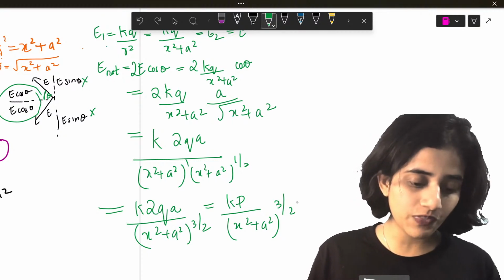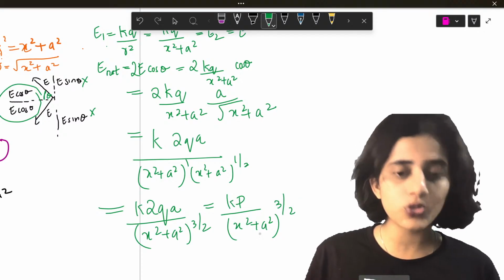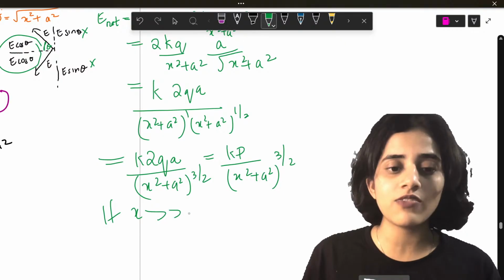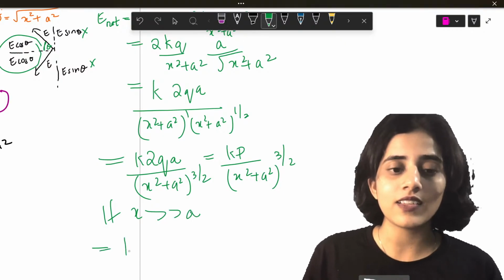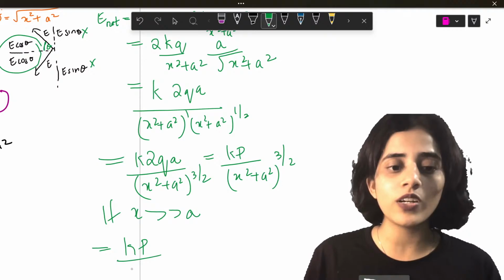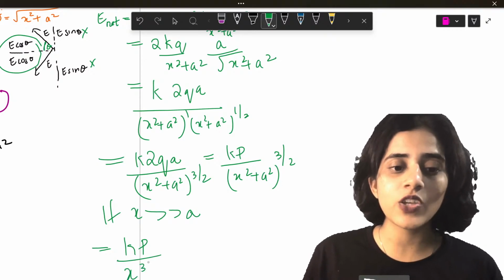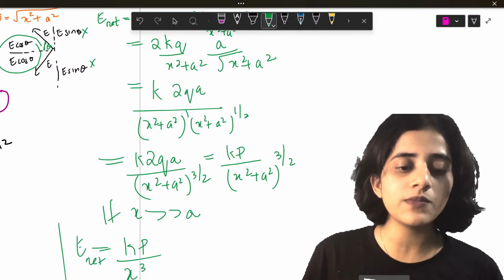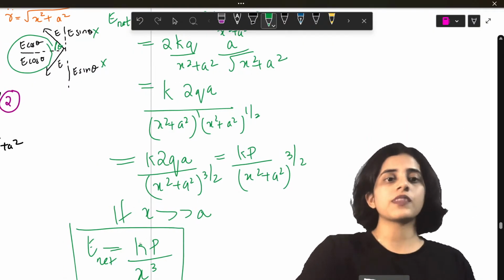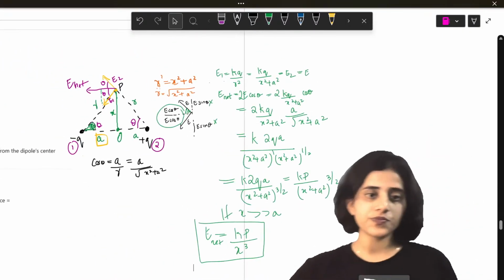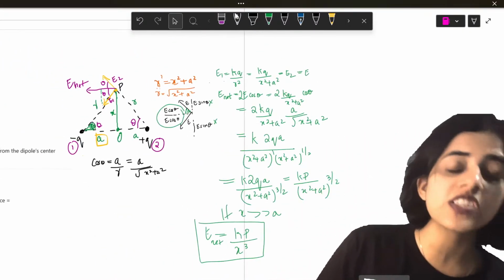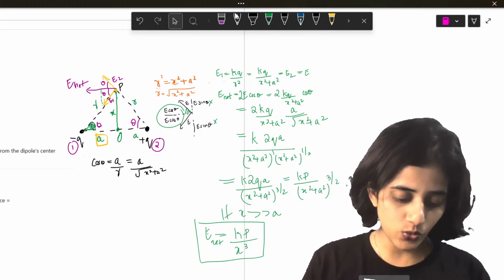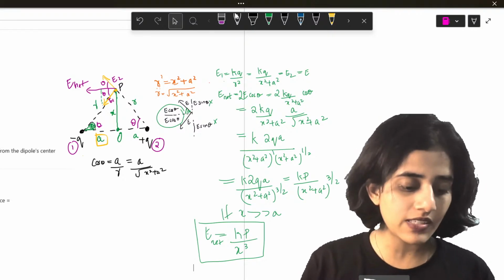Now what we will do? We will do the same thing. If x is very much greater than A, then this will be Kp divided by x cube, since x square raised to 3 by 2 is x cube. So E net will be Kp divided by x cube. Students, if this diagram is clear to you, then the rest is sorted. Then you will be able to do the rest.